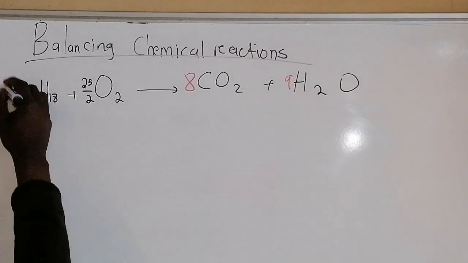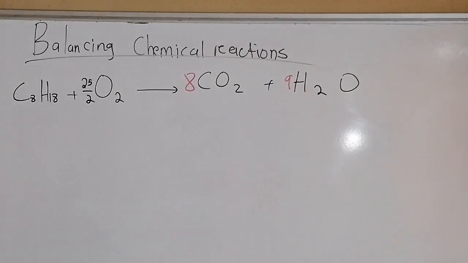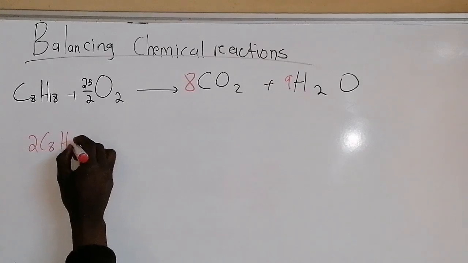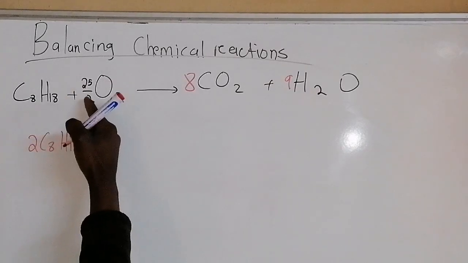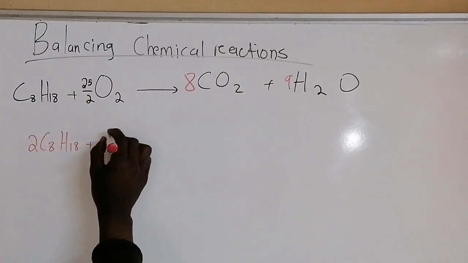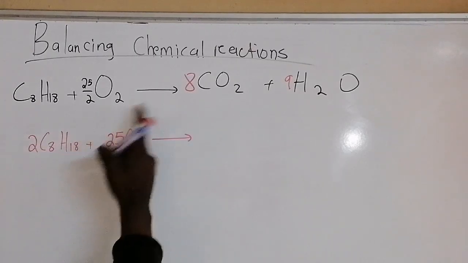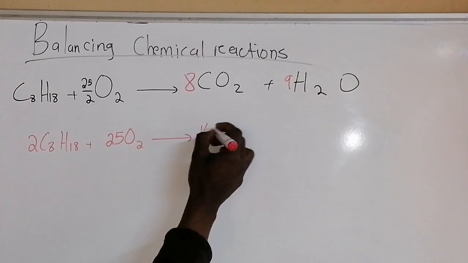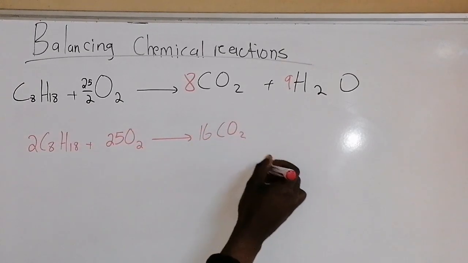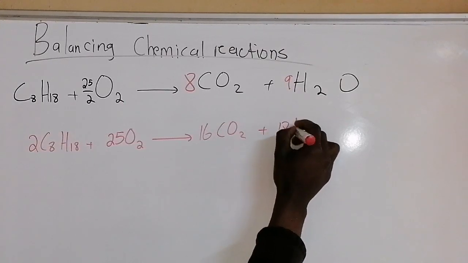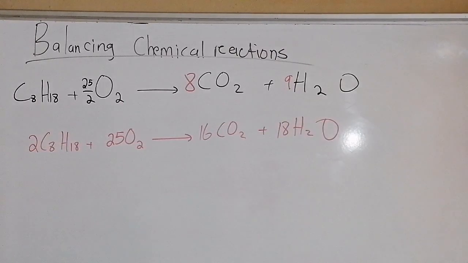So 2 times 1, we'll be having 2C8H18 plus 25 over 2 times 2, we will have 25O2. 8 times the 2 will have 16CO2. 9 times that 2 will have 18H2O. Let's prove if we balanced it correctly.